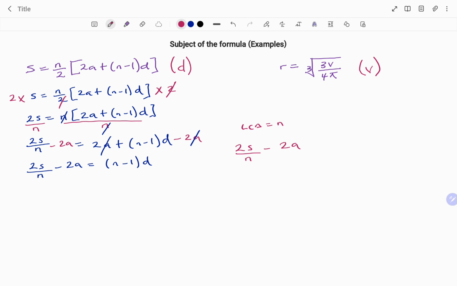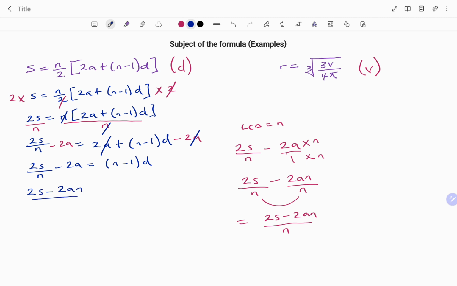So therefore, to make my right-hand side n, I'm going to multiply both the numerator and the denominator by n. I have 2s over n minus 2an over n. Now that the denominators are the same, I'm going to place the two terms under the same denominator, which is n, and then for my numerator, I have 2s minus 2an. So replacing that in my equation, I have 2s minus 2an over n equals n minus 1 multiplying my d.